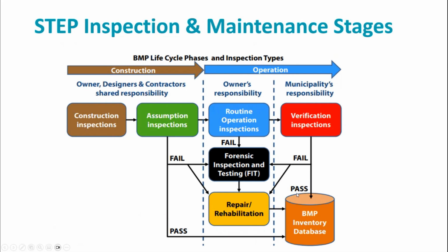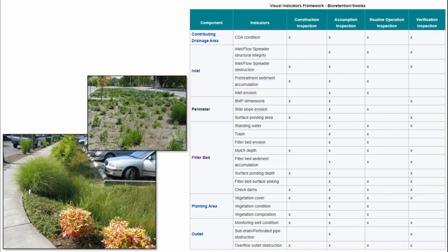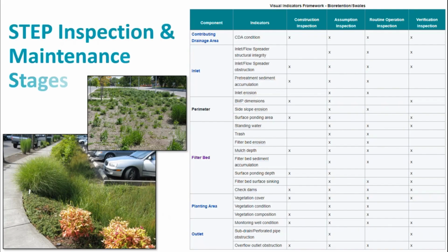So this is the full life cycle phases and inspection types for our general BMP LID types. And this is what we look at over a 25 and 50-year life cycle. So here we have various steps. We talk about construction inspections. They should be a shared responsibility between the property owner or their project manager and the designer.